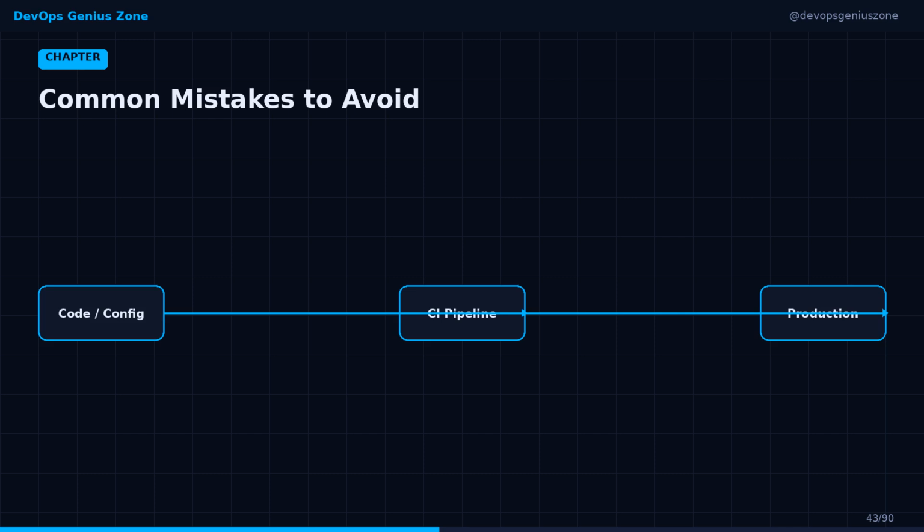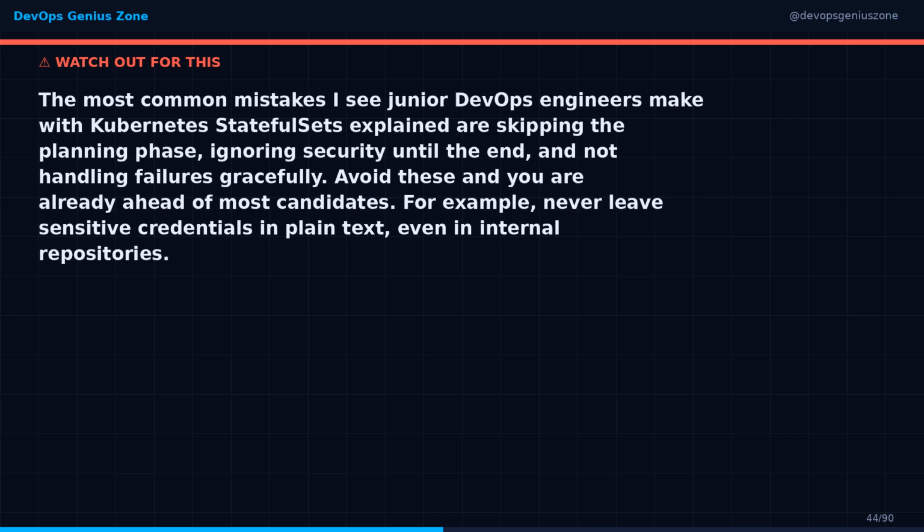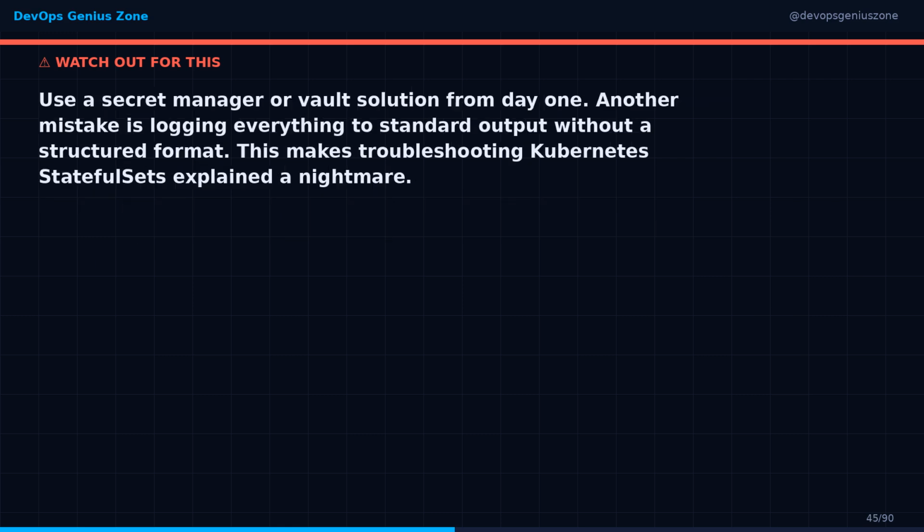Another mistake is logging everything to standard output without a structured format. This makes troubleshooting Kubernetes StatefulSets Explained a nightmare. I've seen outages prolonged for hours because the logs were unusable. Spend time on your logging strategy from the start. A more subtle mistake I see, even from engineers with a couple of years of experience, is treating Kubernetes StatefulSets Explained as a one-time setup task instead of an ongoing practice.